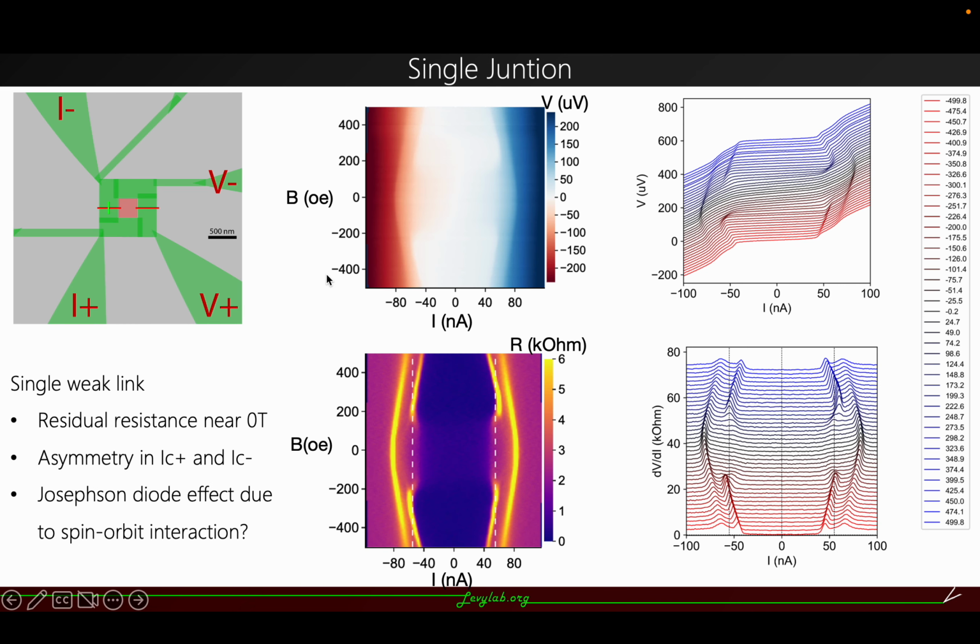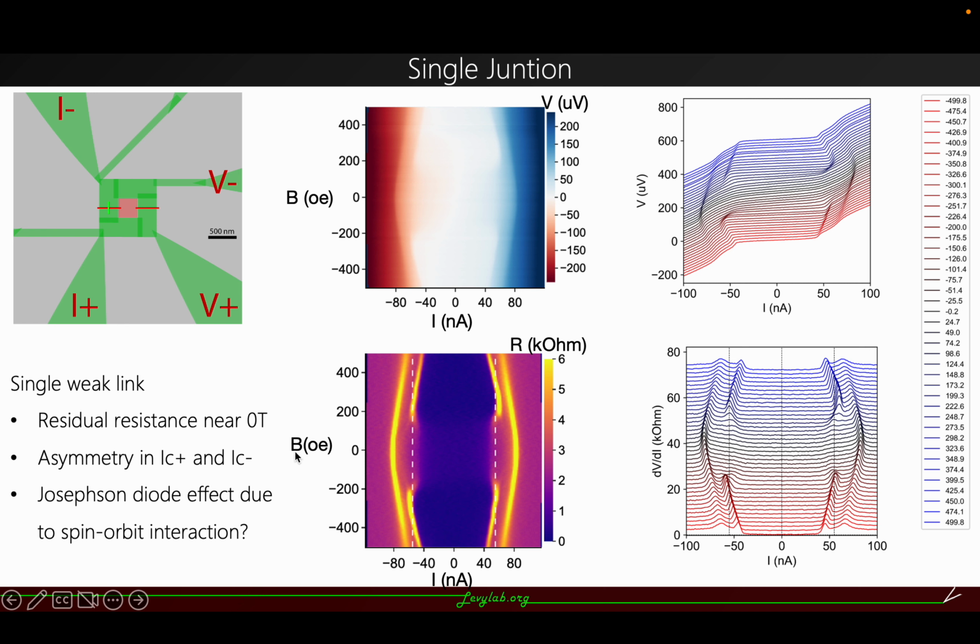And to compare, we also made a single junction device, a single weak link device. We only keep the left junction this time, and this is the IV characteristic. You can obviously notice that the oscillation is gone, and there are a few other things going on here. First of all, you notice that the critical current seems a bit asymmetric.